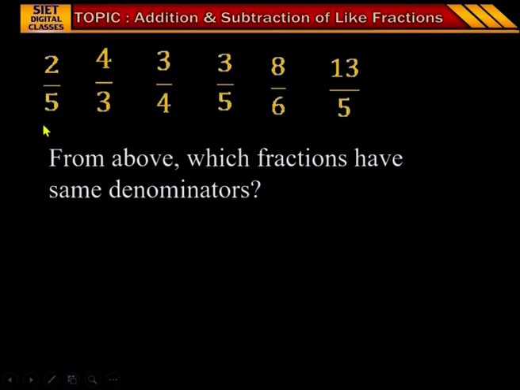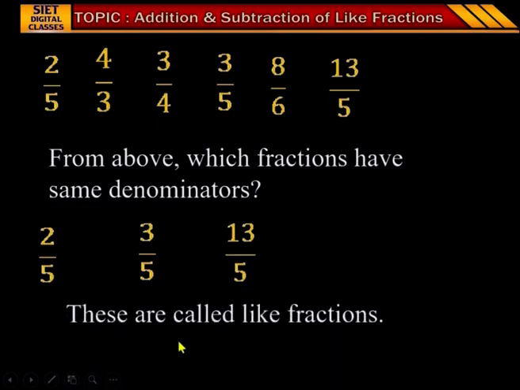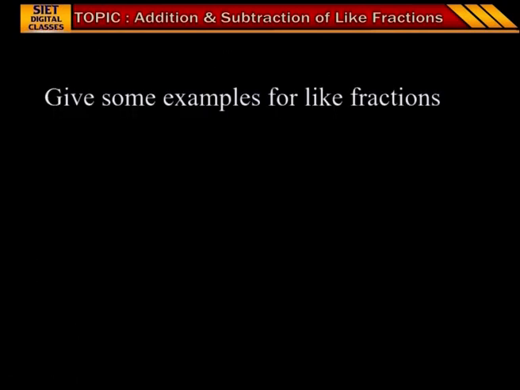Observe here 2 by 5, 4 by 3, 3 by 4, 3 by 5 and 13 by 5. So, 2 by 5, 3 by 5 and 13 by 5 have the same denominators. So, these are called like fractions. Fractions having the same denominator are called like fractions. Give some examples for like fractions, children.